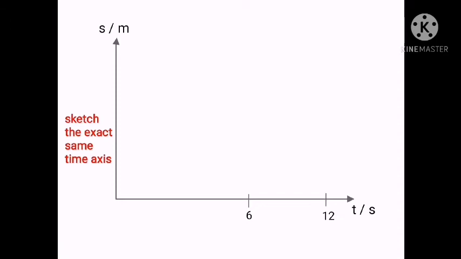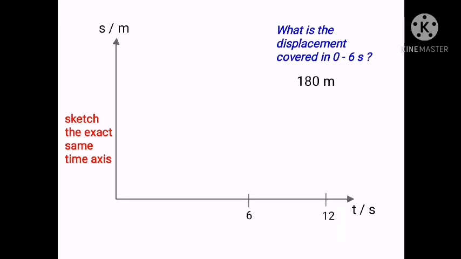Again, we're going to sketch the exact same time axis. So if you look at my time axis here, I have plotted my 6 and 12 second because this is where my motion starts to change. What was the displacement covered in 0 to 6 second? It was 180 meter. So I'm going to plot my 180 meter. And do not forget to draw a dotted line to show that it is 180 meter.